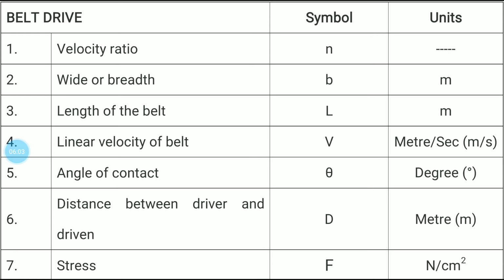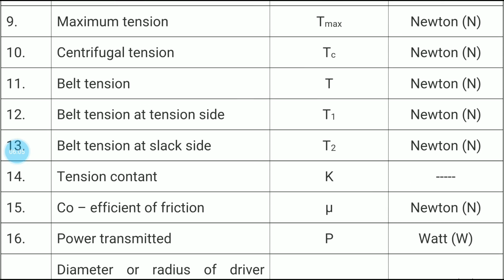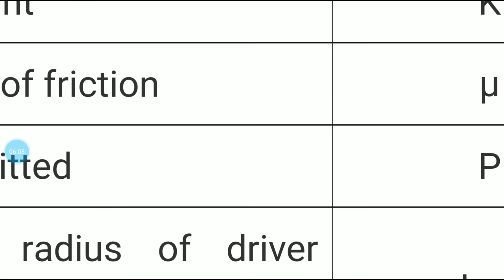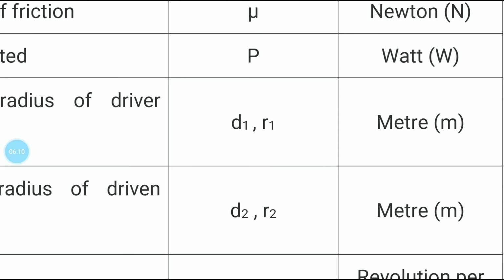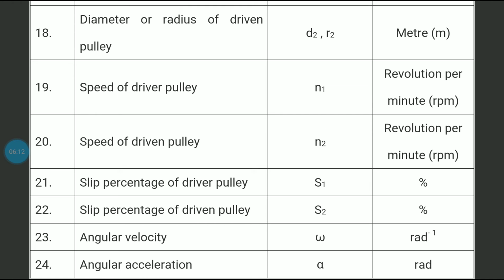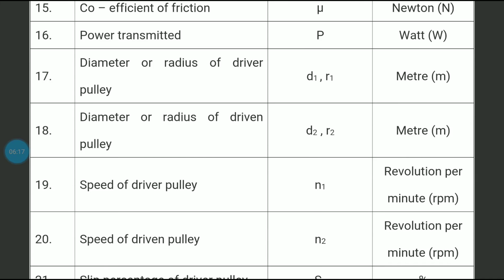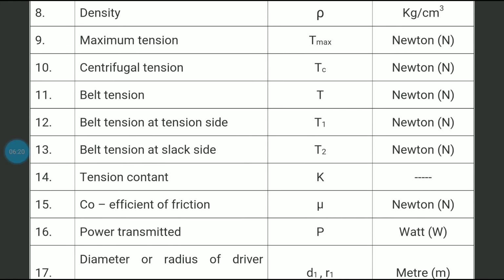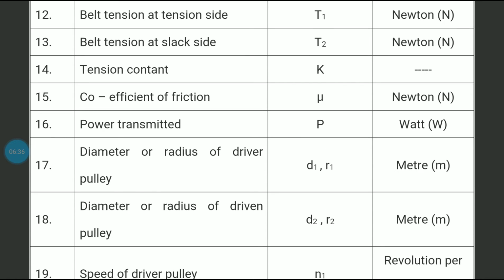14th is tension constant, it is capital K, there is no unit for it. 15th one, coefficient of friction, it is mu, and unit is Newton. Power transmitted, capital P, unit is watt.